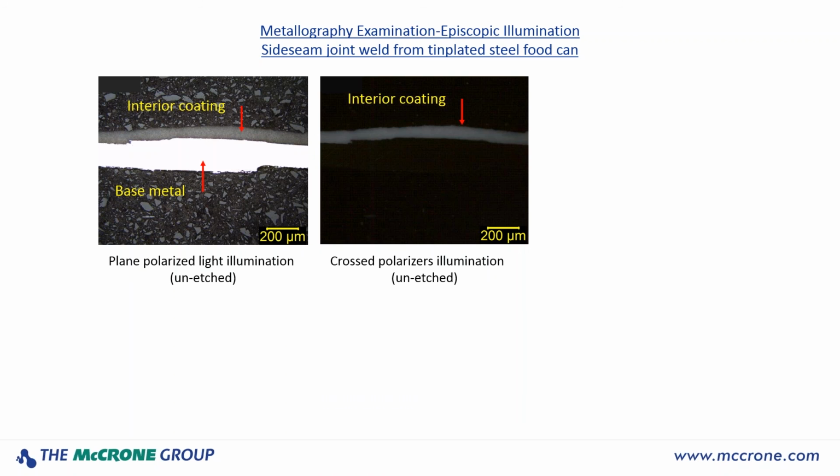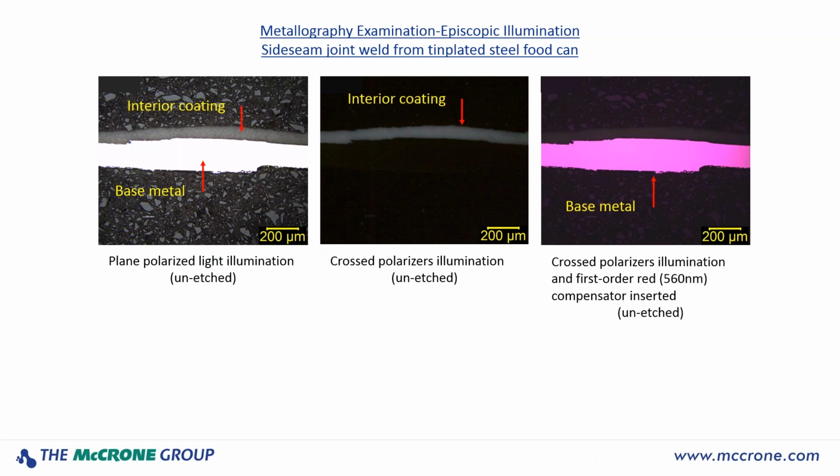Now, if we cross the polarizers, and these are unetched again, we can just highlight the interior coating if we want to by adjusting brightness and contrast and take the metal out of the image if we'd like. Or we can insert that first order red compensator and just highlight the base metal itself, separate from the coating, and have the two side by side. So it's just a matter of what you want to show as to the types of accessories and filters and so forth that you want to put into the system.